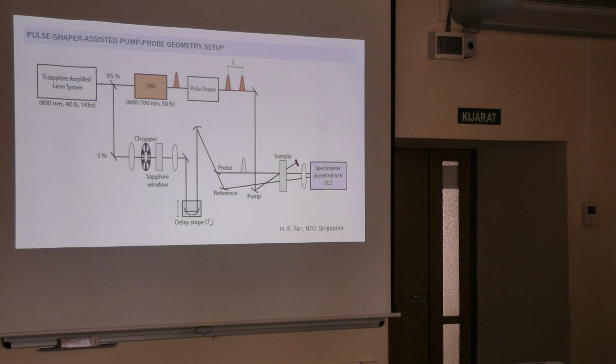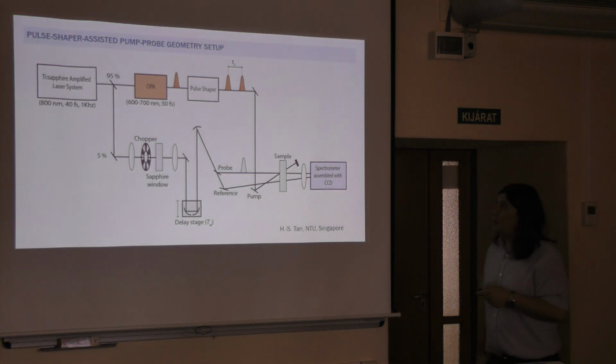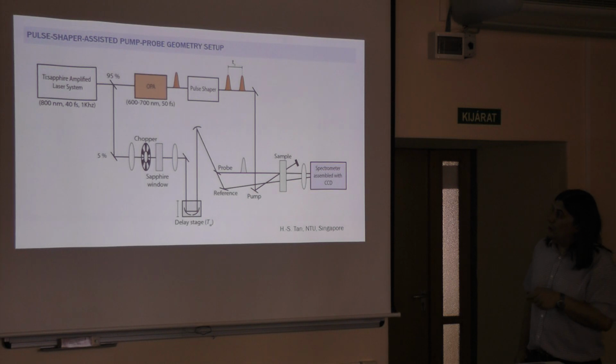Then you have the pump-probe geometry setup. What you have is an already existing transient absorption setup. You have a laser, you have some kind of frequency conversion, just a regular pump-probe, and then what you can do is put in a pulse shaper, which is a device that can split the pulse into two, control the delay between the two pulses, and also control the phase, because you need to do phase cycling. And then it's the regular pump-probe story.